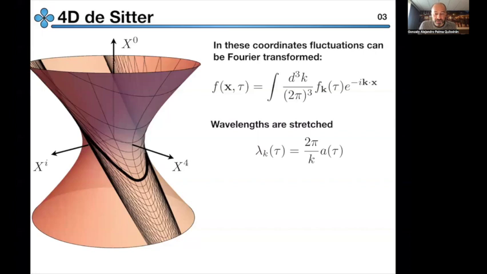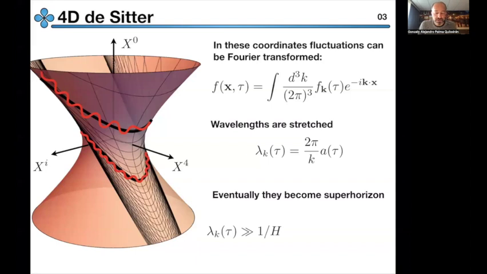If you have a fluctuation at a given time tau, for example, you will have some wavelength. And later on, if you study the evolution of this fluctuation, you will discover that the wavelengths are longer, of course. And eventually they will become super horizon. That means that their value is going to be larger than the Hubble radius, which in terms of k and tau, means this particular limit over there. And we are going to study the computation of correlation functions in this limit.